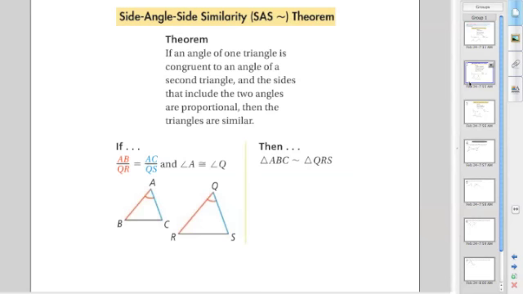Next, you have the side angle side similarity theorem. This says if one side ratio AB over QR is the same as another side ratio AC over QS, and the included angles A and Q are congruent, it makes the triangles congruent, or similar. Sorry, not congruent, similar. Yes, we do have a side angle side congruent statement, but now we're talking about similarity.